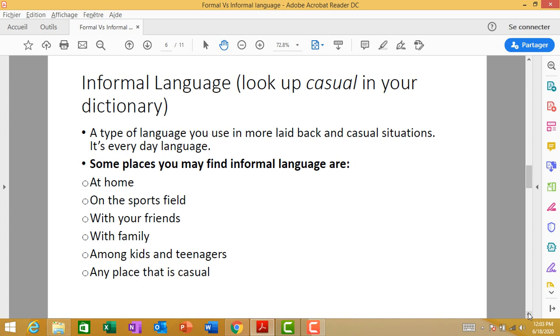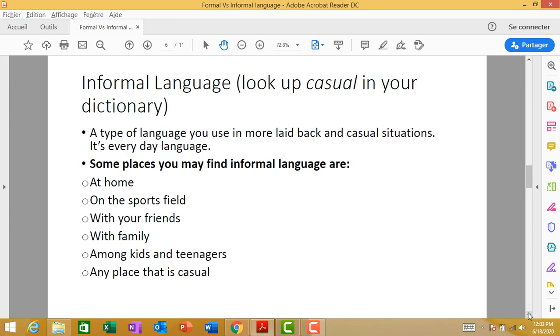I'm going to ask you to look up casual in your dictionary. You can do this right now. You can pause the video and look it up. And "look up" actually is an informal phrasal verb to use. In general, phrasal verbs are informal. We don't use them in formal writing or formal speaking.